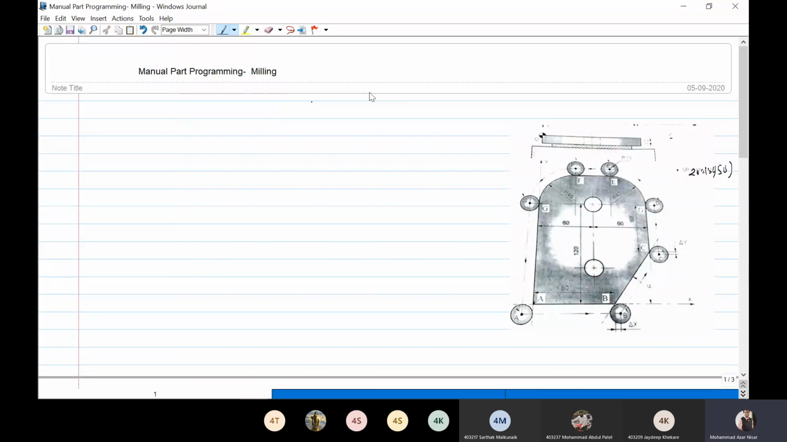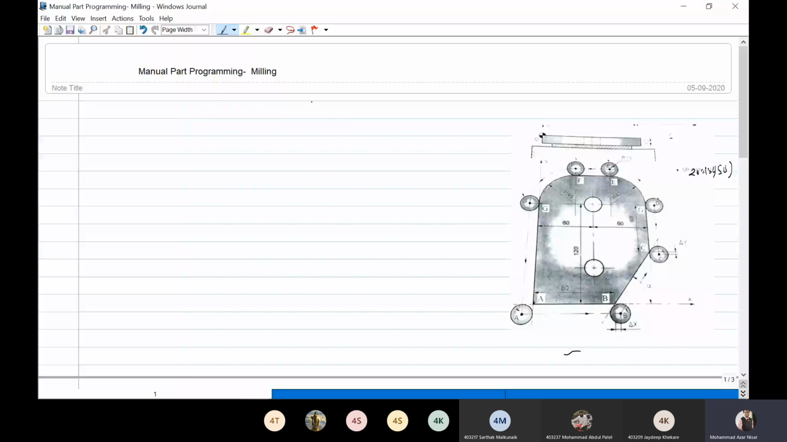So we'll see one example of manual part programming of simple milling. You can see in this diagram, the milling operation is there. The tool moves from A to B, then C, then D, and there is again a tool change, then it moves from E to F, F to G, again linear, and ends by coming back to its original position, that is A.